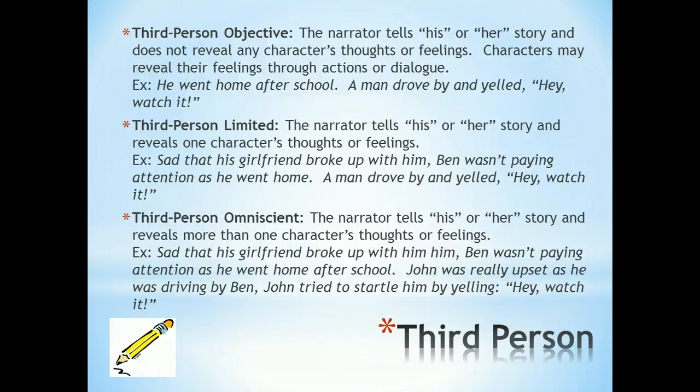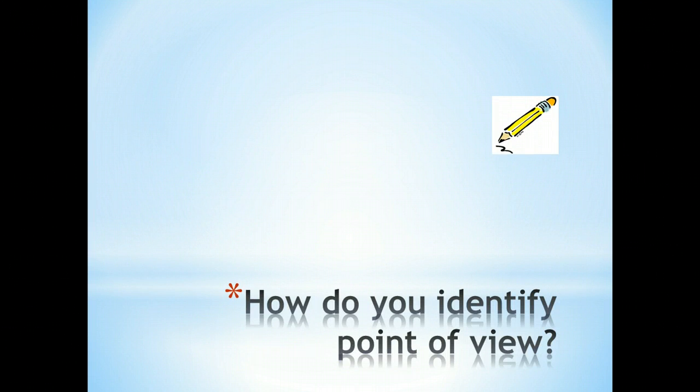Alright, now third person omniscient. This is where the narrator is telling his or her story, but then also reveals more than one character's thoughts or feelings. So you can see into the ideas and minds of others. So, sad that his girlfriend broke up with him, Ben wasn't paying attention as he went home from after school. John was really upset as he was driving by Ben, and John tried to startle him by yelling, "Hey, watch it." So you're getting into a couple of different people's heads with that one. So third person is more than just saying third person point of view.